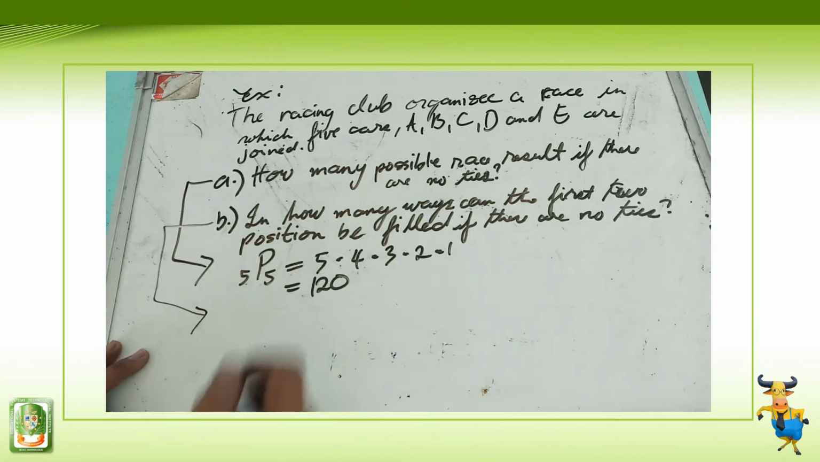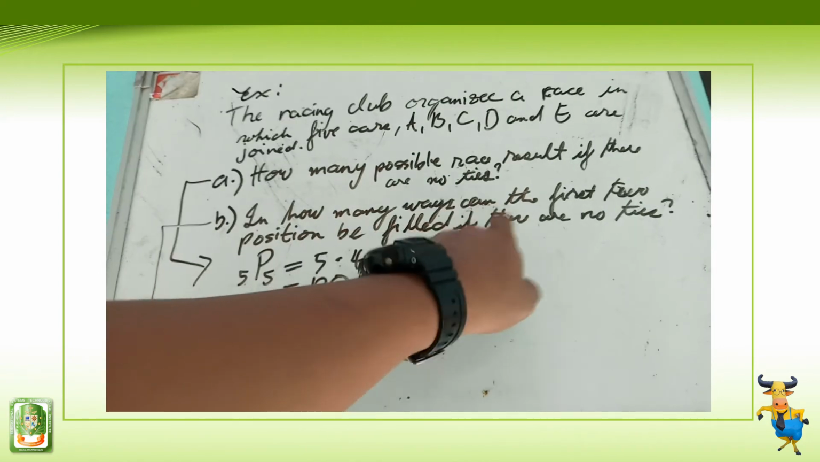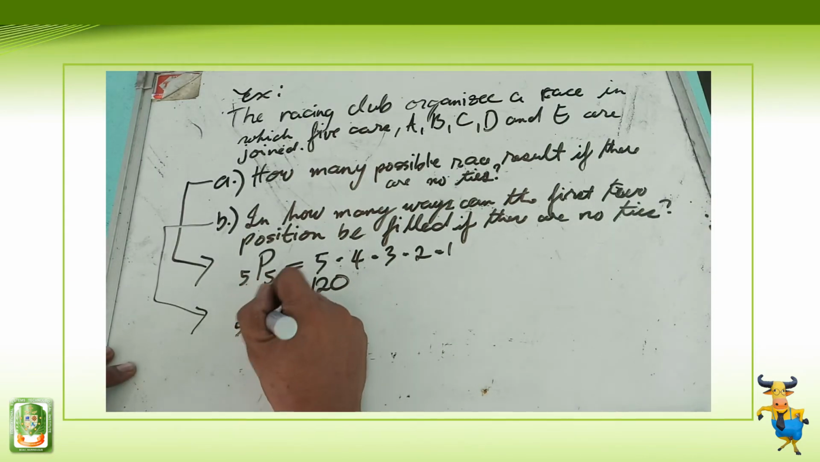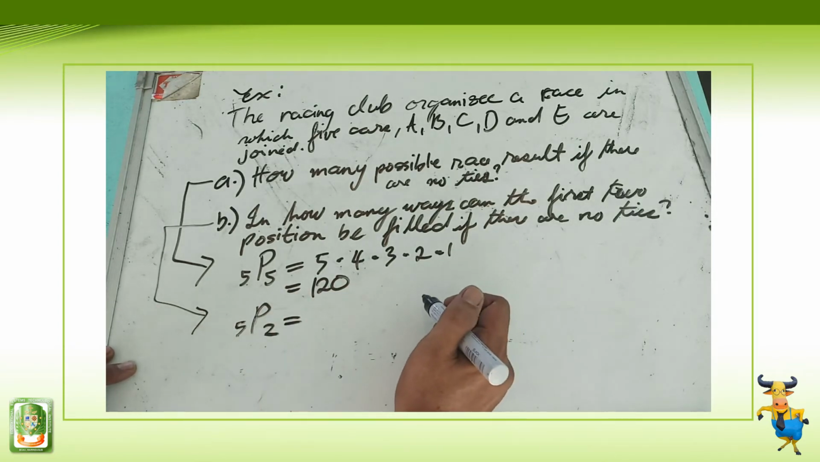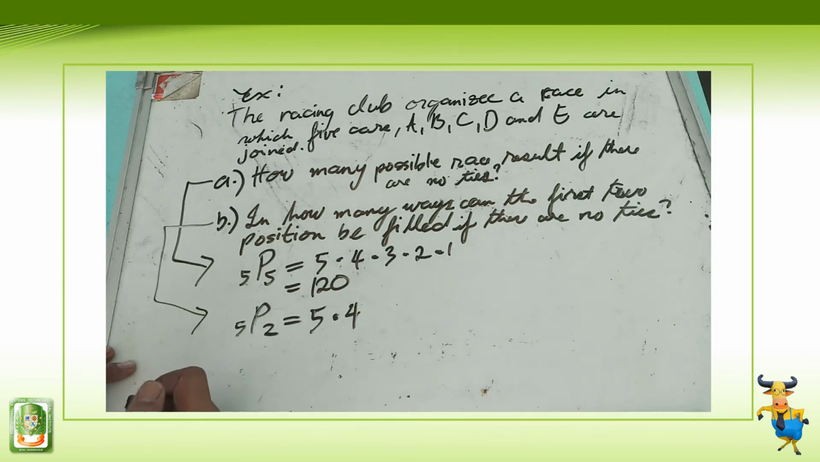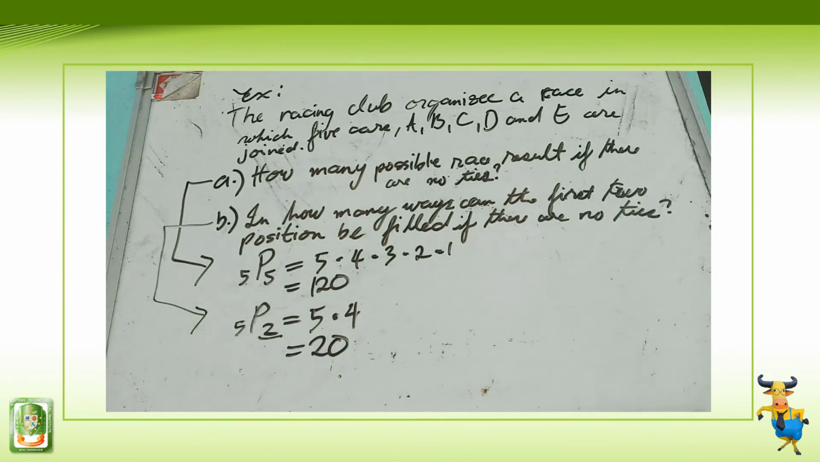Okay, in letter B, sabi dito, in how many ways can the first two positions be filled? So, first two positions, so, first and second. In this case, 5 things taken 2 at a time. Ibig sabihin, dalawa lamang. So, ang gagamitin natin lang ay 5 times 4. Wala na po si 3, si 2, at si 1, kasi for the position of 2 lamang. So, this is equal to 20. Is it clear?